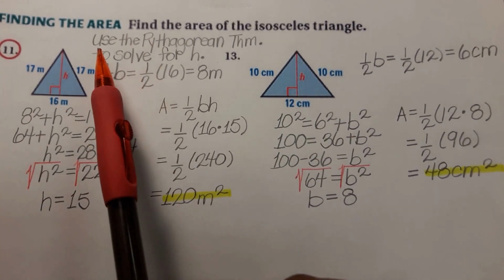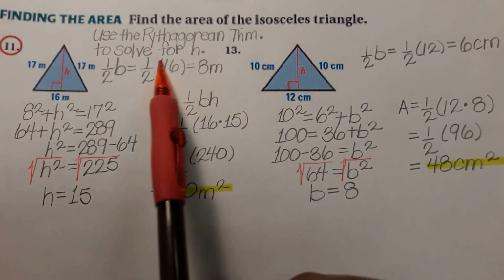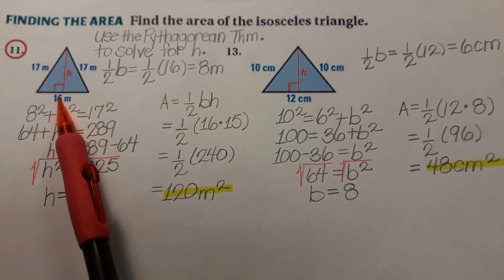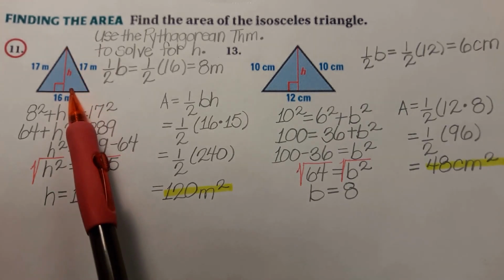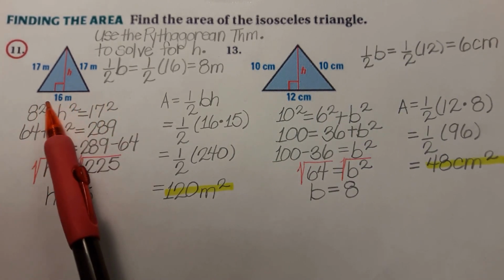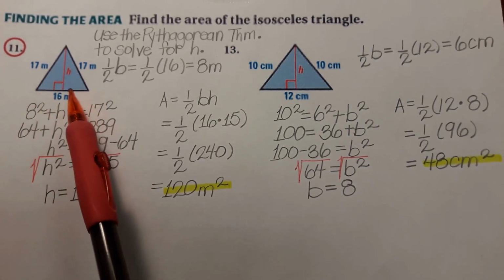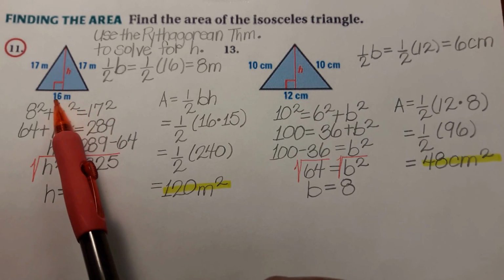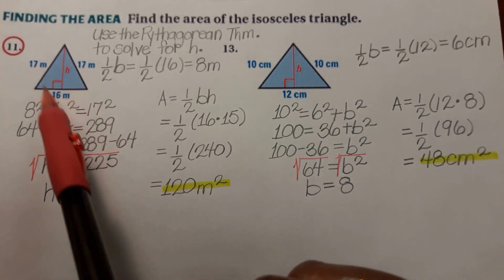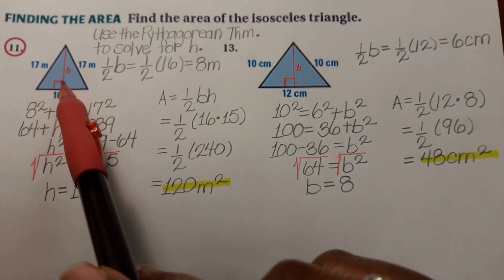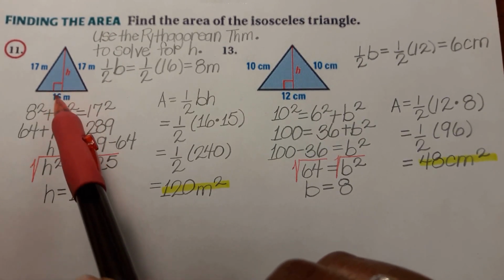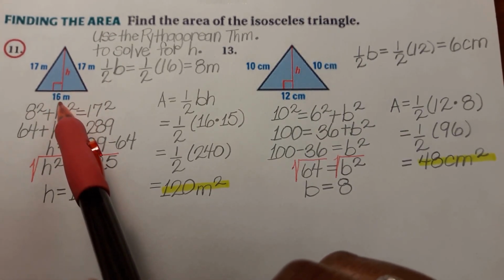Going forward, you have to use the Pythagorean theorem to solve for h. And we know h is the height of the triangle. When you measure a height, it's going to be vertical, up and down. If you look at your base, it is 16 meters. If you look at this entire triangle, it is not a right triangle. But when I bisect the triangle, it forms a right angle. So you have an altitude here, and that forms a right triangle.